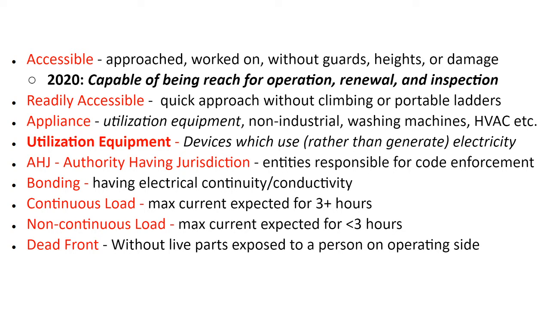Some just basic definitions that are common. Accessibility is the ability to reach something, as opposed to readily accessible. Readily accessible is without climbing or portable ladders. So, accessible, you can be up on the height, but readily accessible is not having to have any extra equipment to be able to go up and grab it.